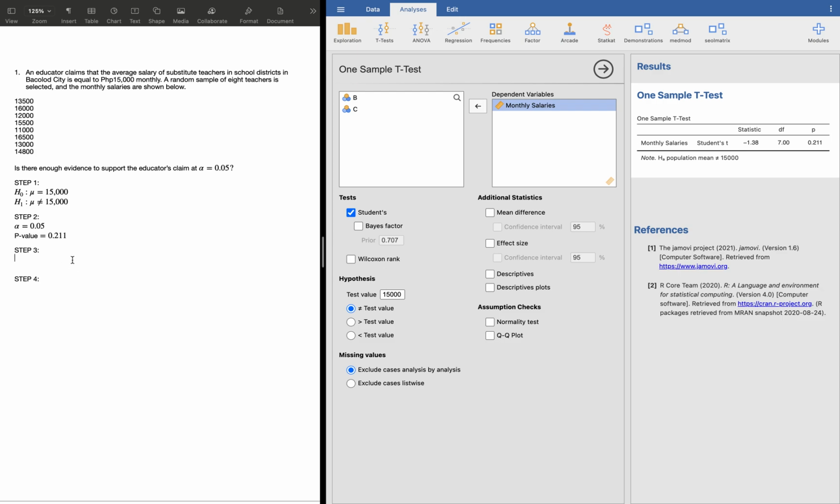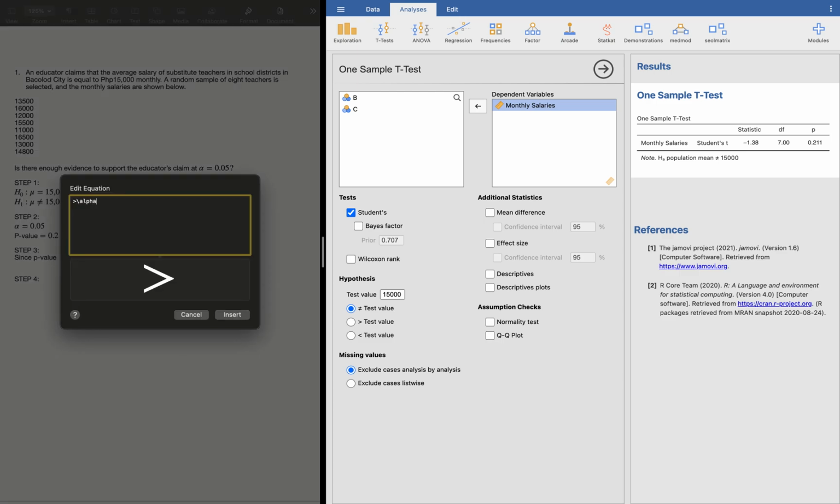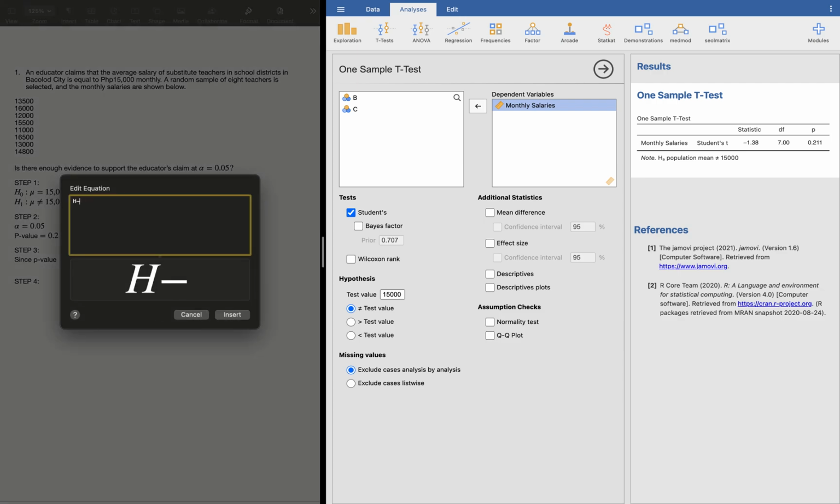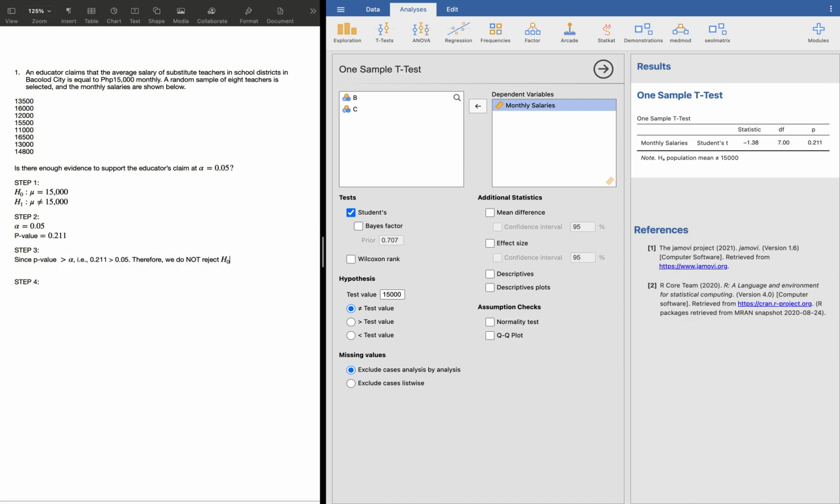Okay, what we will do is compare the alpha level and the p-value. Since your p-value is clearly greater than your alpha level, that is, 0.211 is greater than 0.05, therefore we do not reject the null hypothesis. That's our answer for step three.